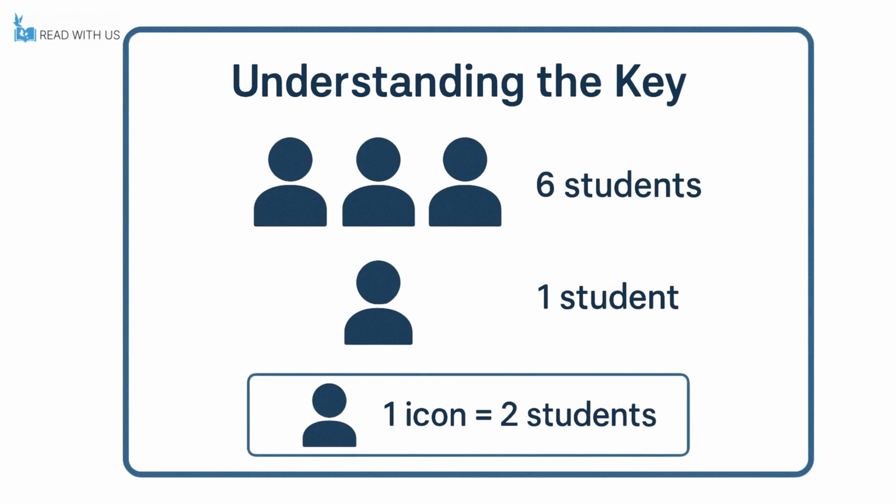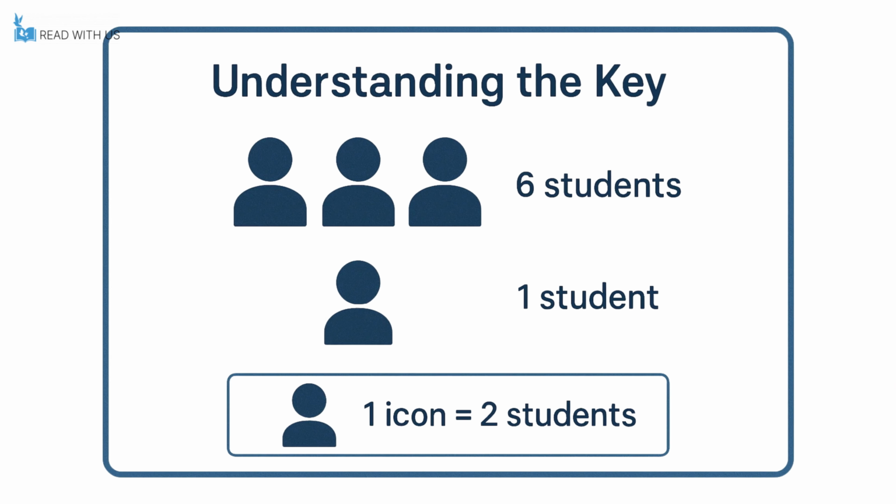To read a pictogram, we always check the key, which tells us how much each symbol stands for. For example, if the key says 1 picture equals 2 people and there are 3 pictures, then the total is 6 people. Sometimes we can have half pictures too for smaller values.